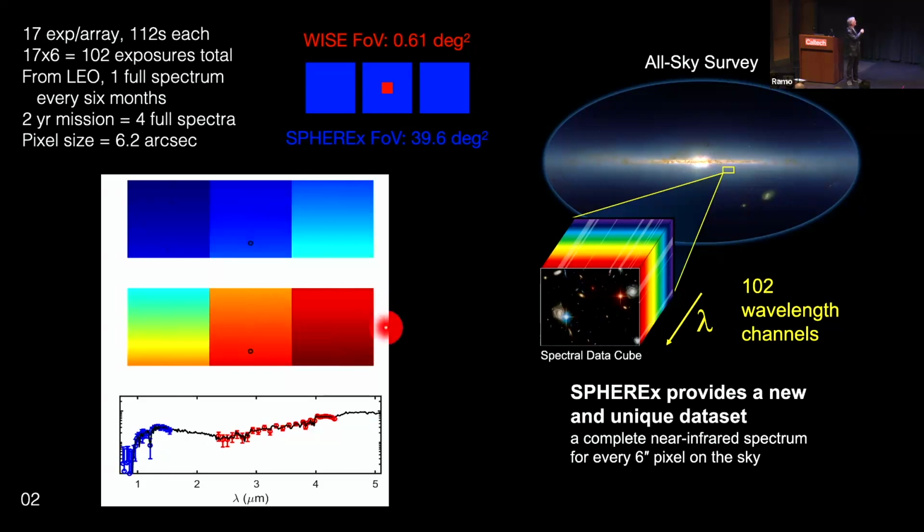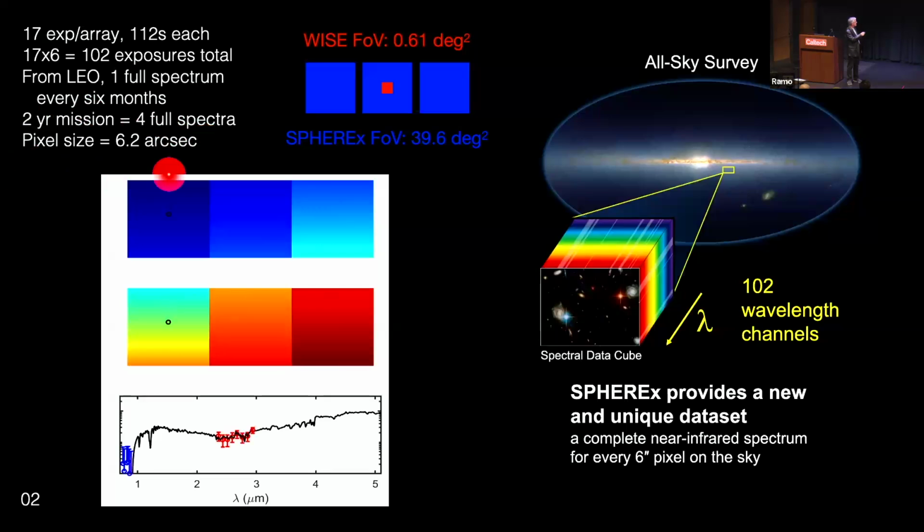So we get 17 exposures per array. Each one of those exposures is 112 seconds. So the total number is going to be 120 exposures for the entire spectrum. We are in an ecliptic, low Earth orbit, so we get 1 full spectrum every 6 months, and we have a 2-year mission, so that's going to be 4 full spectra of every spot on the sky.